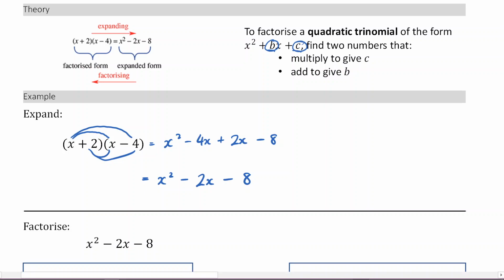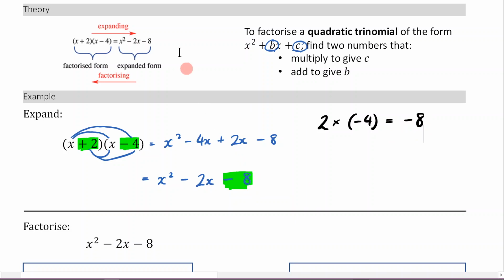So let me get out a highlighter. Where did this negative 8 come from? Well, it came from multiplying this positive 2 and this negative 4. So let's write that down. This negative 8 came from going 2 times negative 4 is equal to negative 8. That's how we got that negative 8 there.